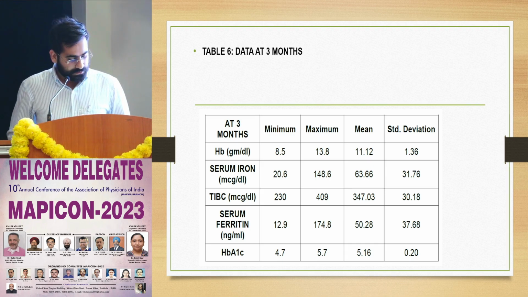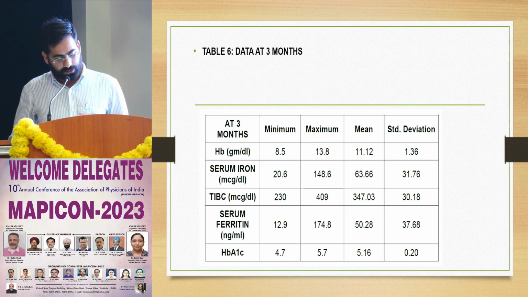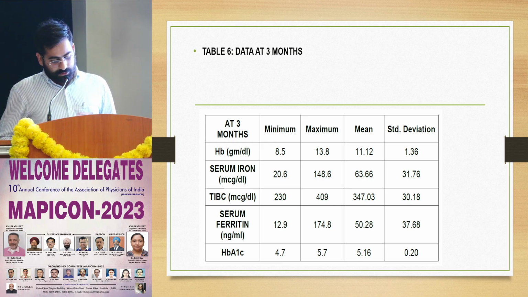After 3 months, when we followed up the patients, HB minimum was 8.5 and maximum 13.8 and mean of 11.12. Whereas serum iron was 20.6 minimum at 3 months and mean was 63.66. And total iron binding capacity minimum was 230 and mean was 347, and serum ferritin minimum was 12.9, maximum 174.8 and mean was 50.28, and HbA1c minimum was 4.7 and maximum was 5.7 and mean is 5.16.